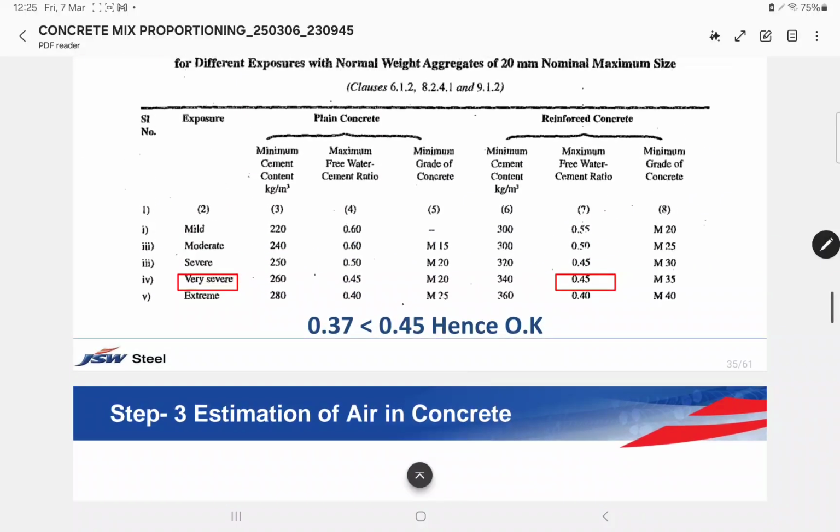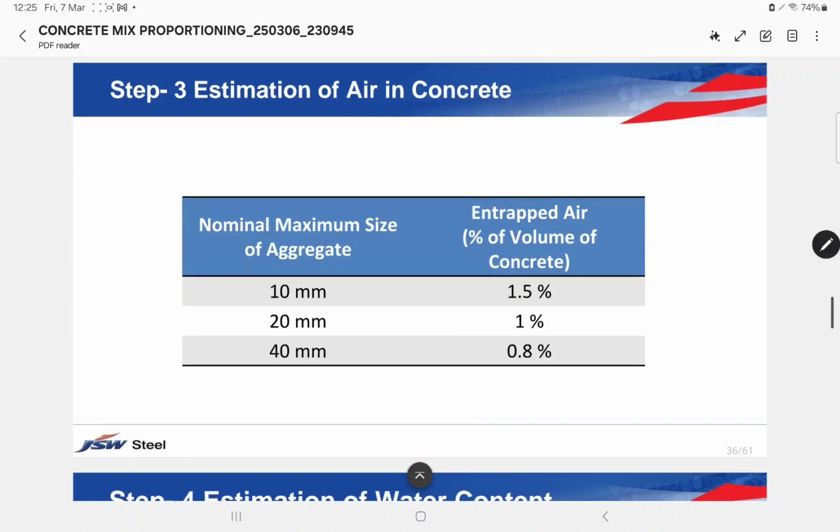So what we have calculated, our water cement ratio from that curve is 0.37 and it is under 0.45, so it's okay. Now let's move on, and here the second step is to estimate the air content. Based on different sizes of maximum aggregate, some predefined values of entrapped air content are given. You can directly consider that. As we are using 20 mm size aggregate, IS specifies a 1% volume of entrapped air.